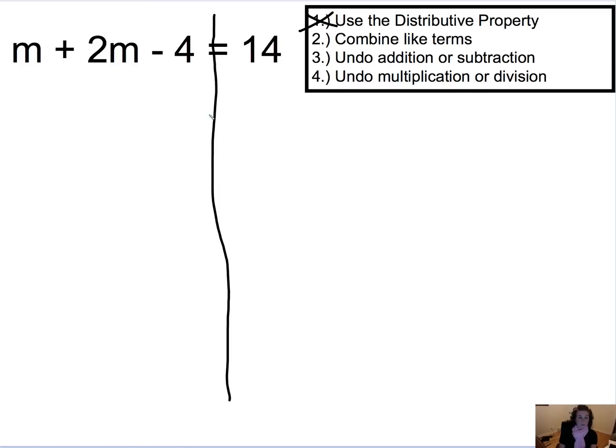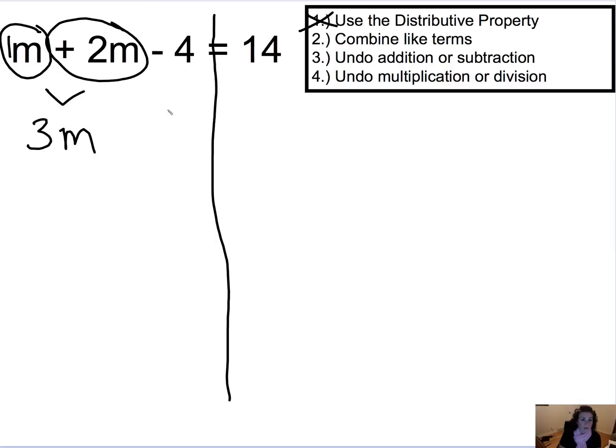Look at each side separately, so let's just look at the left. Okay, I can see I've got an m and a 2m. But what do I want to circle with the 2m? Remember the sign that's in front of it. That 4 does not match with anything because it's a number. There's no other numbers on the left side. So m is really 1m. 1m plus 2m is 3m. And then just bring down the minus 4 and the equal sign. And then on the right side, we want to combine like terms, but there's nothing to combine. It's just 14, so I'm going to bring it down. All right, done with step 2.